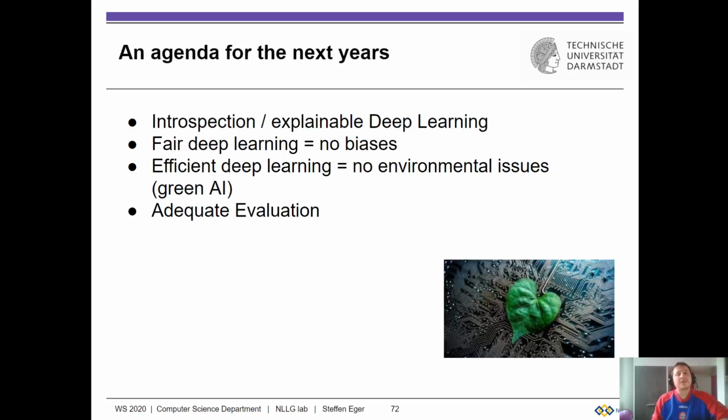When we talk about an agenda for the next years, and that's what I want to conclude with, or almost conclude with, there are certain aspects that people are working extensively on at the moment, which is to get introspection and explainable deep learning. So people often say that deep learning is a black box. It makes some decision, but you don't really know why it makes some decision.